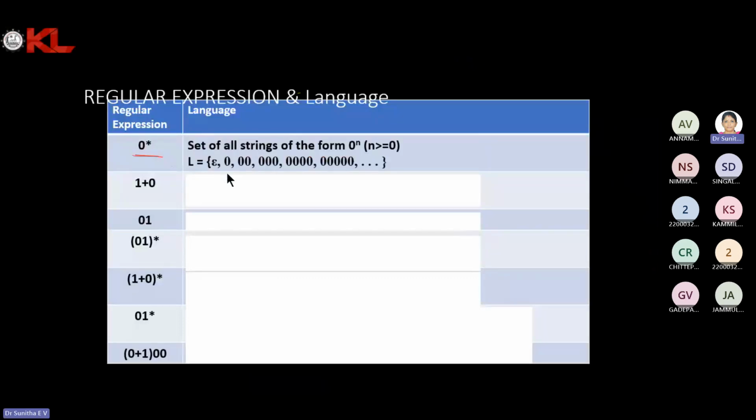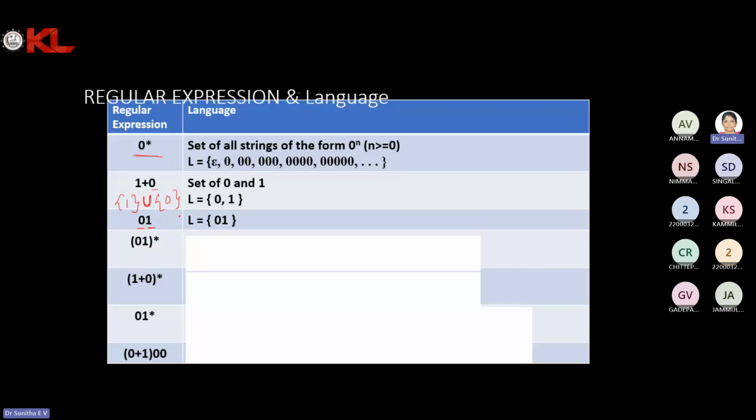0 star means the set of all strings of the form 0 raised to n, where n is the number of occurrences of that 0. Then 1 union 0: this 1 represents the language set {1}, and 0 represents the language set {0}. 1 union 0 means the union of these two sets, so the answer will be the set {0, 1}. Then the concatenation of 0, 1, the language will be 01.